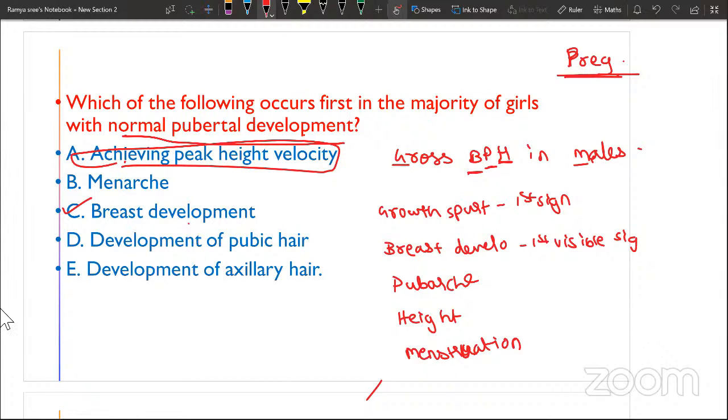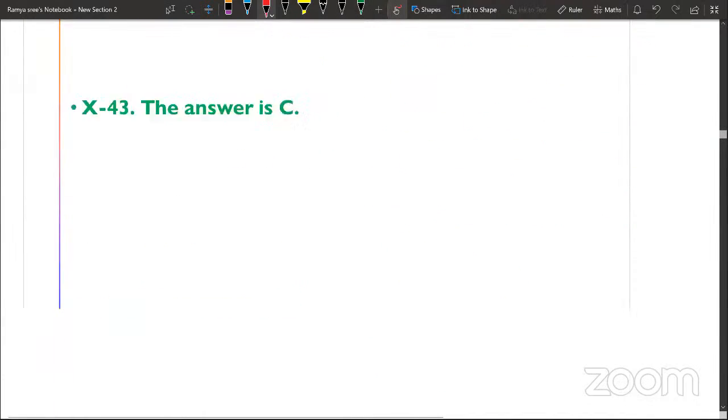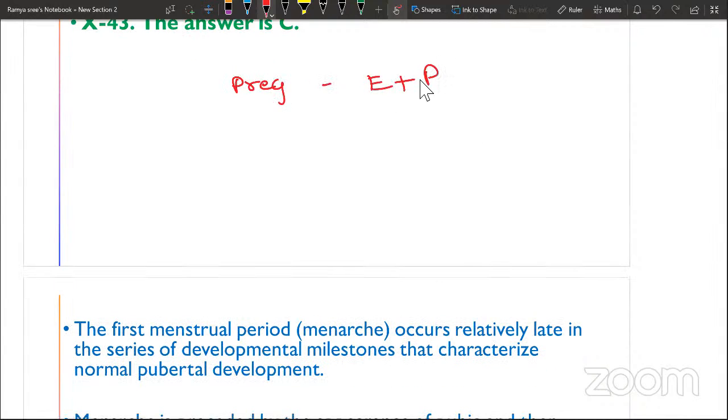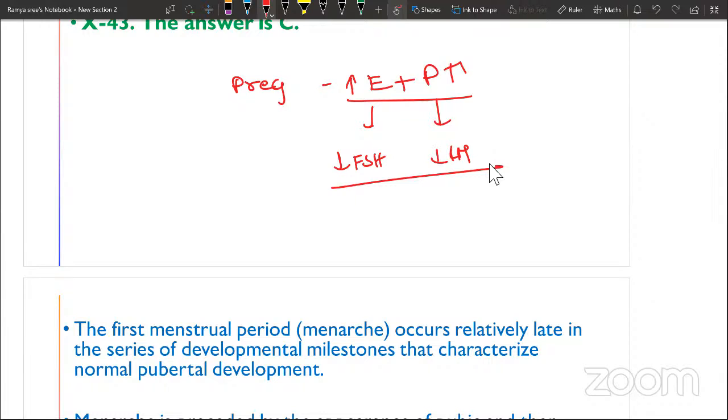Right. I have asked one more question here. What happens to the FSH and LH in pregnancy? Pregnancy is rich in estrogen and progesterone. Whenever you have high levels of estrogen and progesterone, what happens to the FSH and LH? High levels of estrogen cause negative feedback and decrease the FSH. High levels of progesterone cause negative feedback and decrease the LH. So LH and FSH levels are low in pregnancy. Okay. Next question.